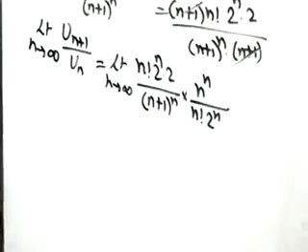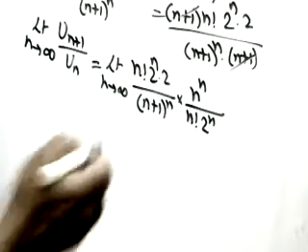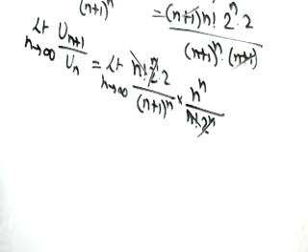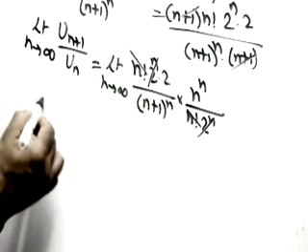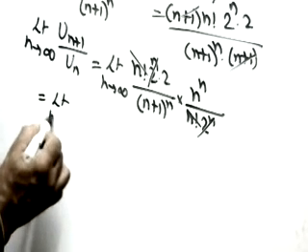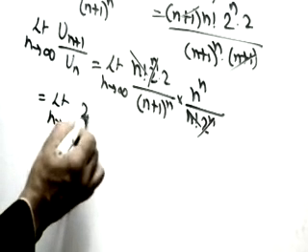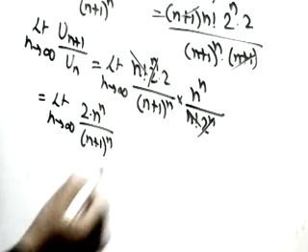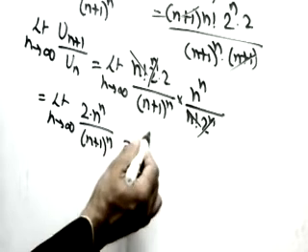So let me continue now. Let me first cancel the terms. What terms can we cancel? See here, n factorial, and 2 power n, 2 power n get cancelled. Now what is left here? Let me write one more step. What is left is the limit as n tends to infinity of 2 into n power n by (n+1) power n.